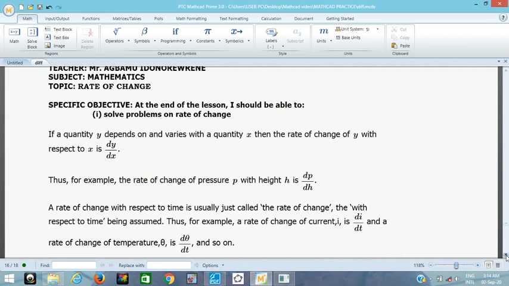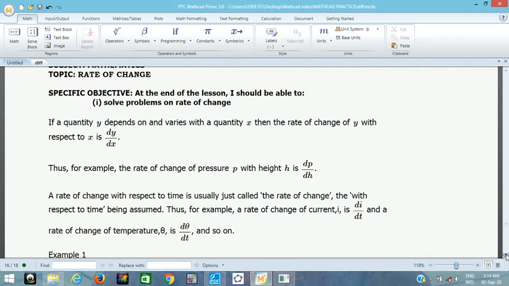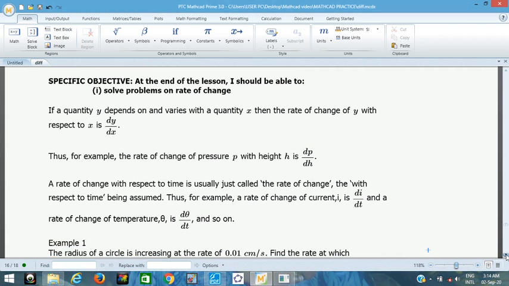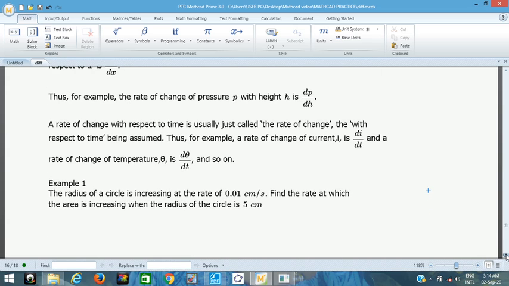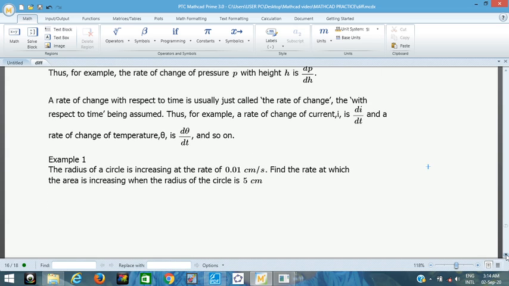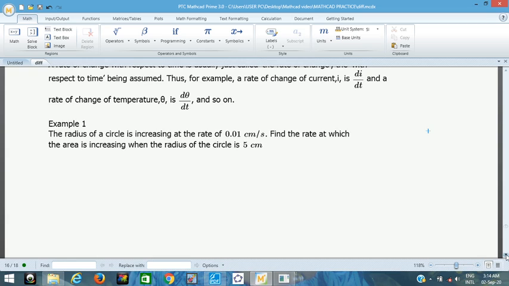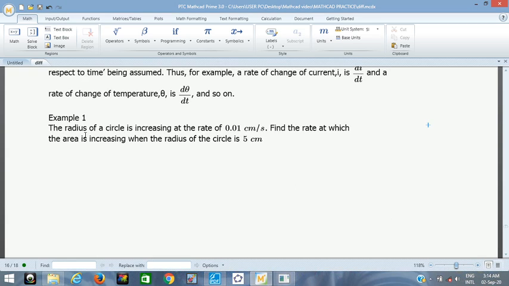Let's look at an example. This is mathematics. It's only when you solve an example that you can understand the topic very well. You can see this example we have here. It says the radius of a circle is increasing at the rate of 0.01. You can see the unit. The unit is very important. The unit is centimeter per second.